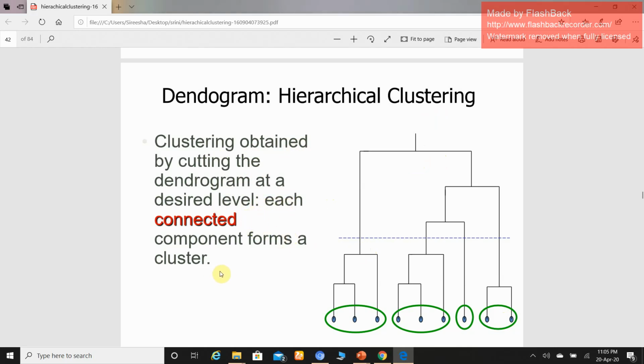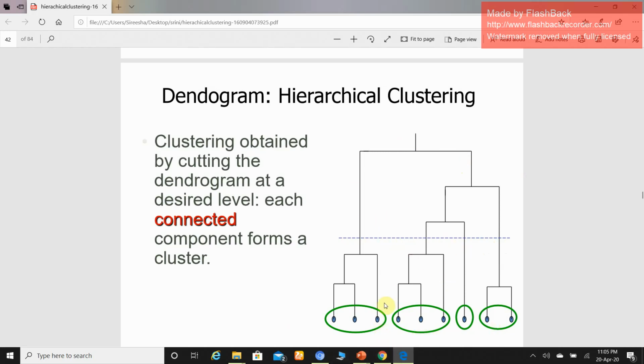This is the cutting of the dendrogram at a desired level. At this level we are cutting the dendrogram. Based on this cutting, how many clusters are formed in this particular hierarchical clustering? See, mainly 4 clusters are formed.